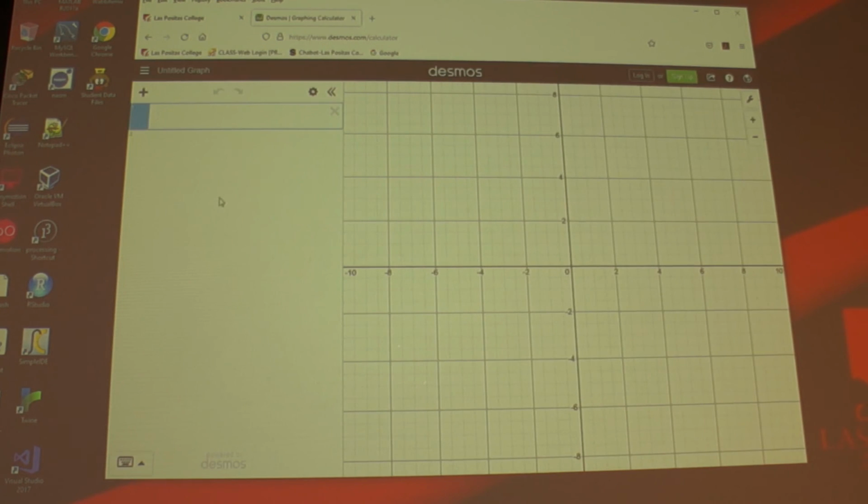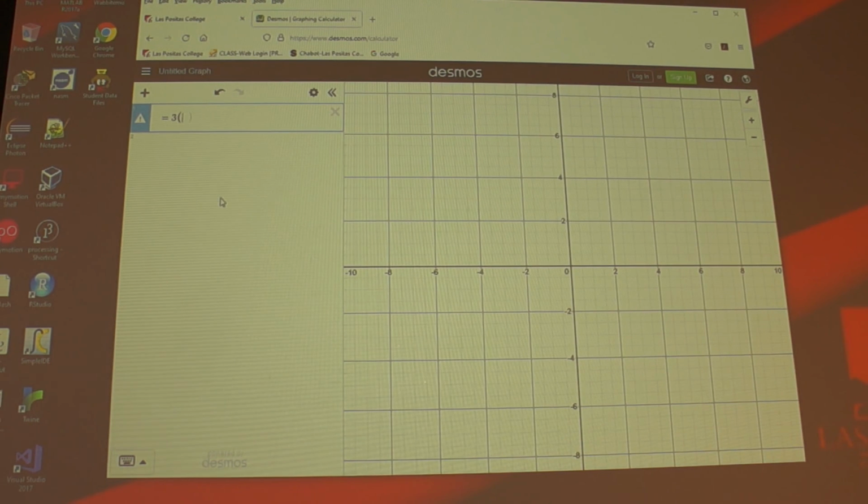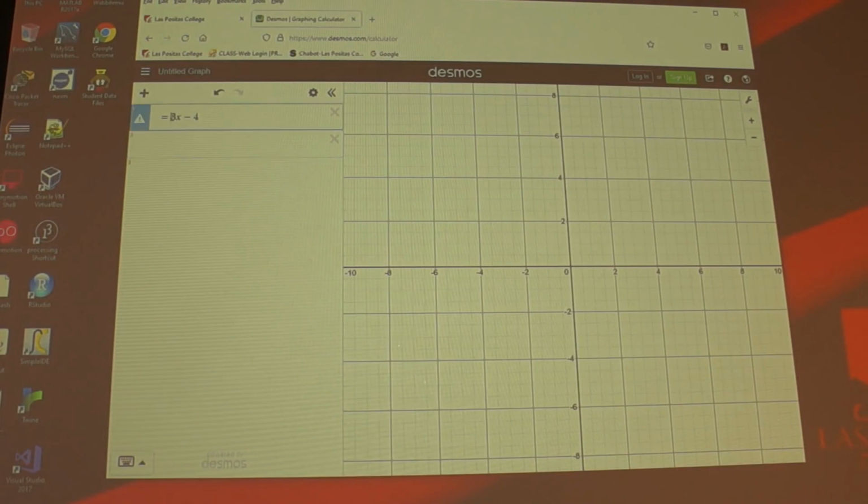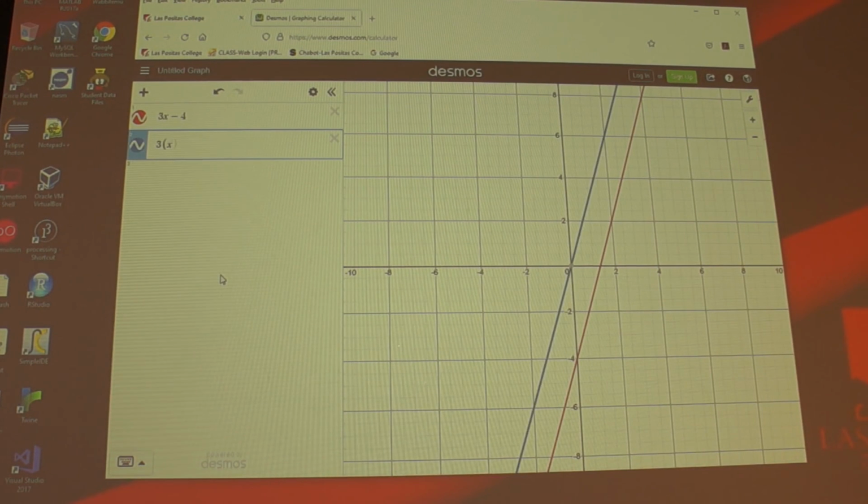You can see I'll do y equals 3 parentheses x minus 2. Let's do 3x minus 4. Oh, equals 3x minus 4. Okay. 3x plus 2 minus 4. So you can see it shifted right 2. So everyone kind of see that?